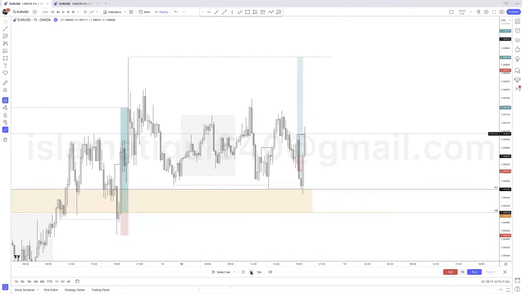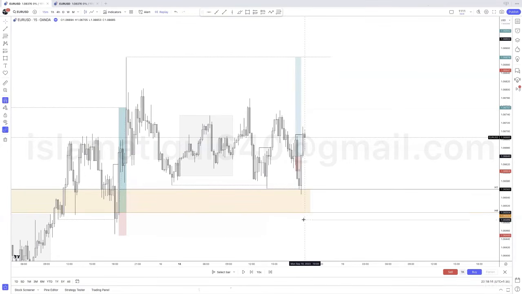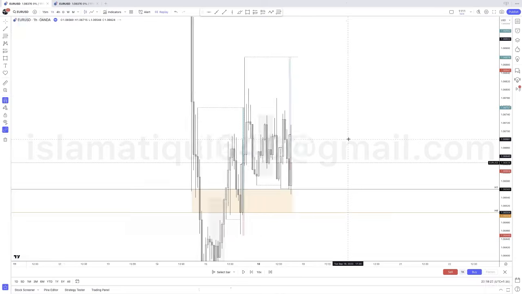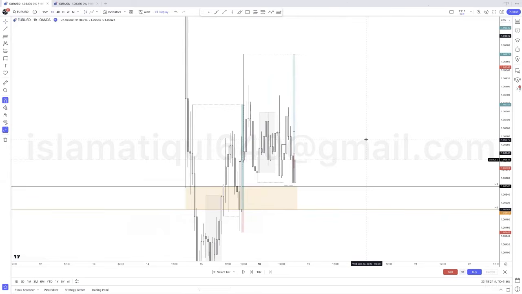Yes, we might have a buying opportunity. Let's wait for the 1 hour closing because I can't rely on 50-minute data. We'll wait for the 1 hour closing. Now 1 hour has closed. We have a breakout structure, right? We had a breakout structure. And the current price is here.